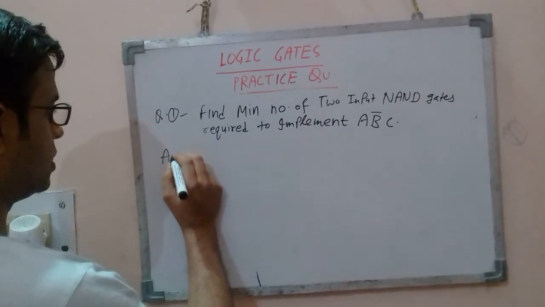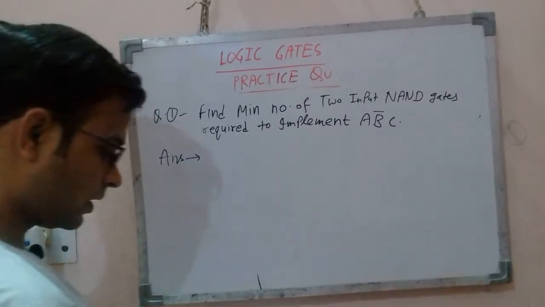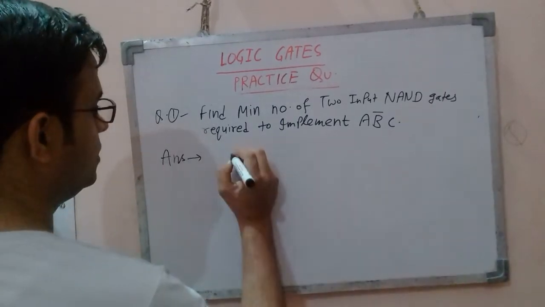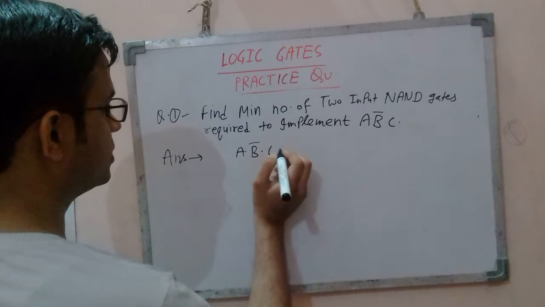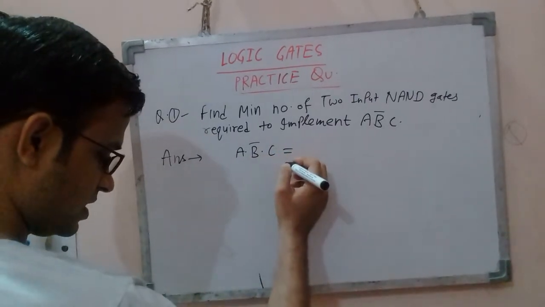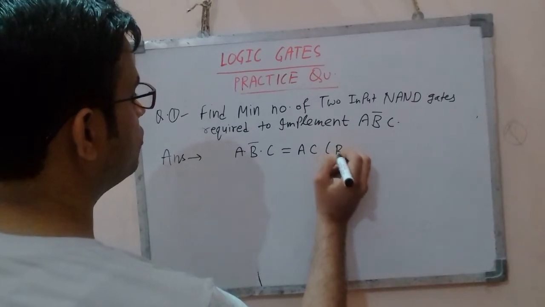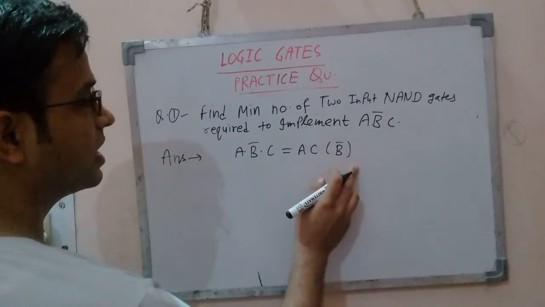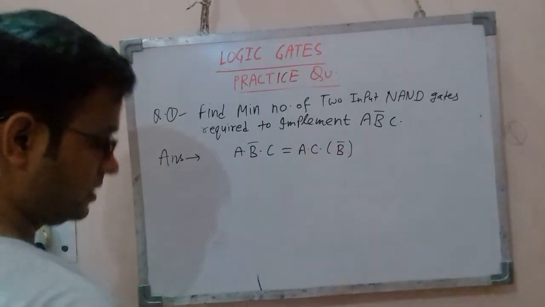So how to solve this question? Look here. First of all, tell me, A dot B bar dot C. Can I write this function A B bar C like this, A into C into B bar, right? I can write like this. This and this both are same, right?